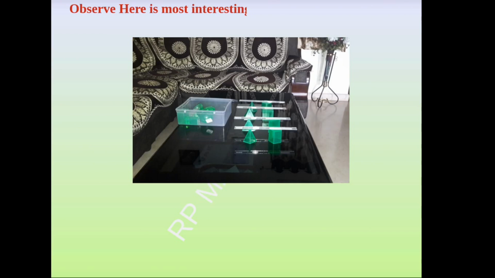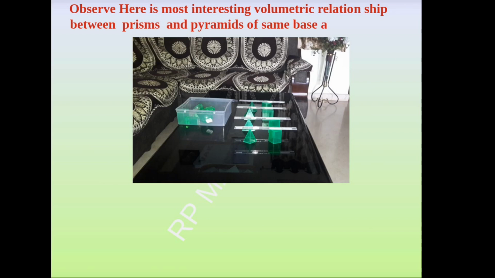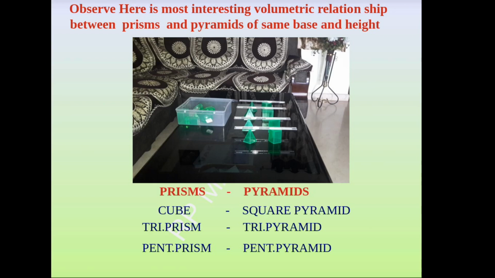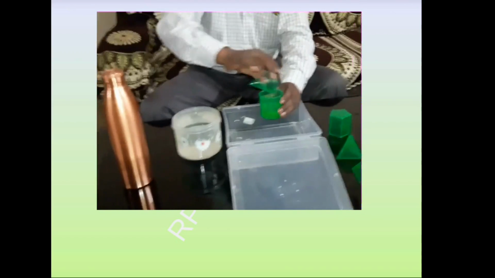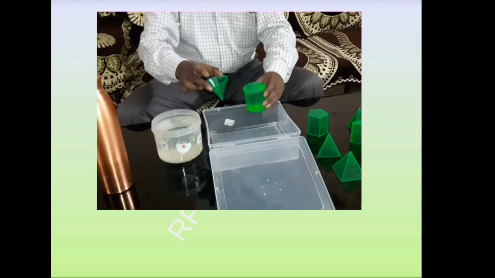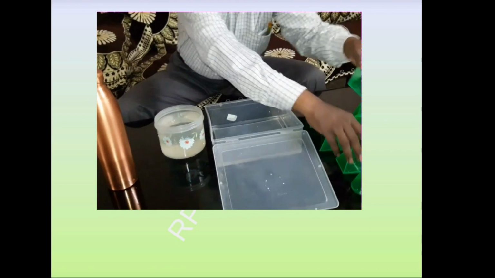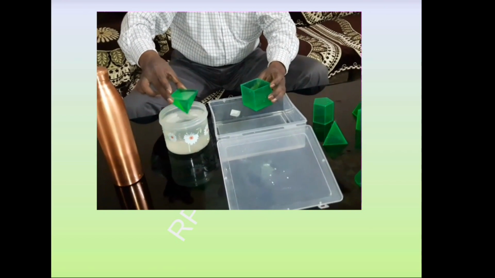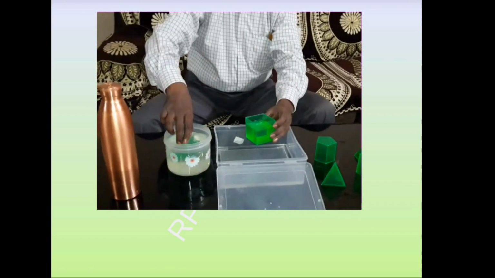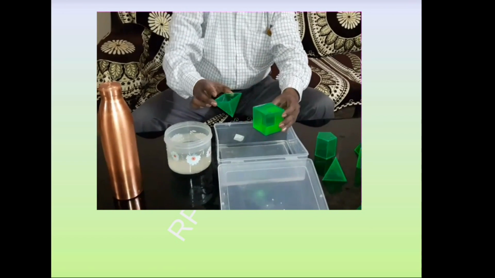Observe here a most interesting volumetric relationship between prism and pyramid of the same base and height. Prisms, pyramids, cube, square pyramid, triangular pyramid, pentagonal prism, pentagonal pyramid, cylinder, cone. Now observe the experiment. See, a cone and cylinder of the same base and height are taken. Now 3 times the cone full of water is equal to 1 cylinder full of water. Now again, cube and square pyramid. The same relationship holds good for the square pyramid and cube also.